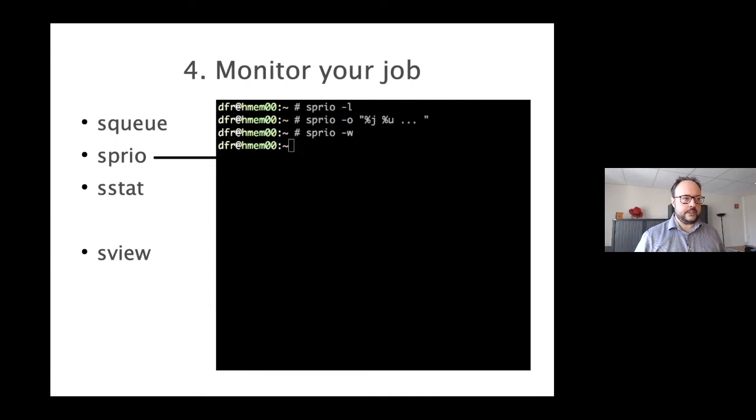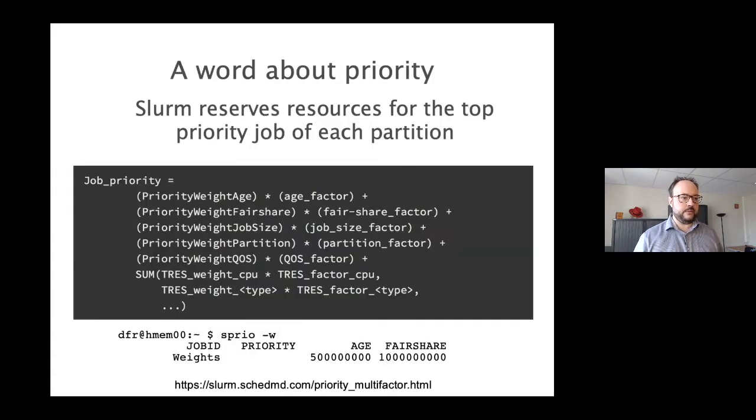So sprior has several options also. -L gives you more information. It stands for long. You can also specify the outputs you want, just like with SQ, using the same formatting type strings. And sprior -W will give you the weights. And so what are the weights? Actually, the weights are those which enter the formula of the computation of the priority. So the priority on all the clusters in SESI are computed the same way, though with different weights.